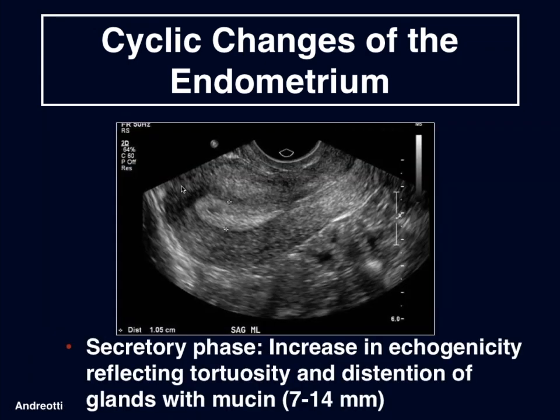Then we move on to the secretory phase, where there is increase in echogenicity of the endometrium due to the release of progesterone from the corpus luteum, which causes tortuosity and distension of glands with mucin. And the endometrium may then measure up to 14 millimeters before menstruation.